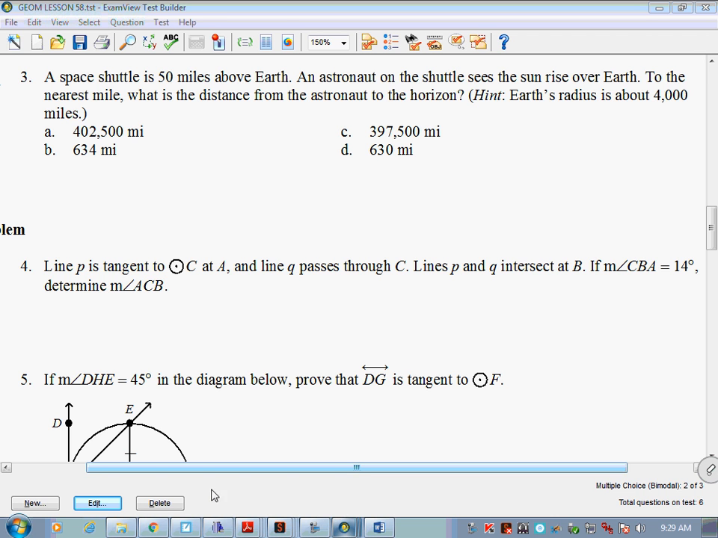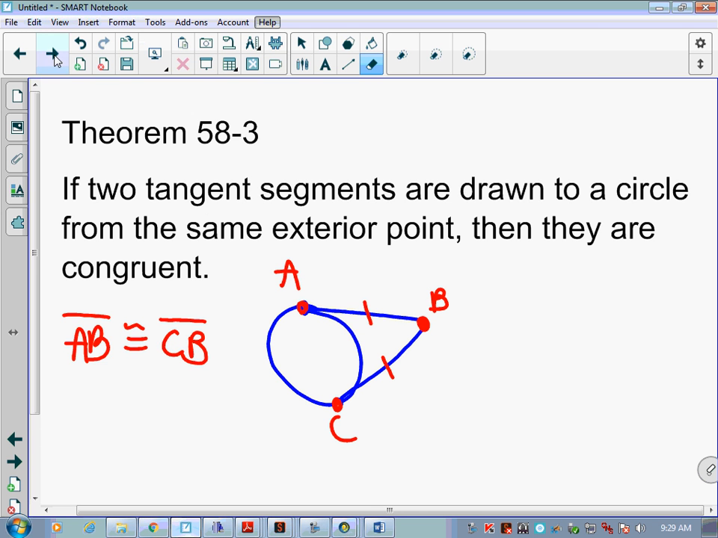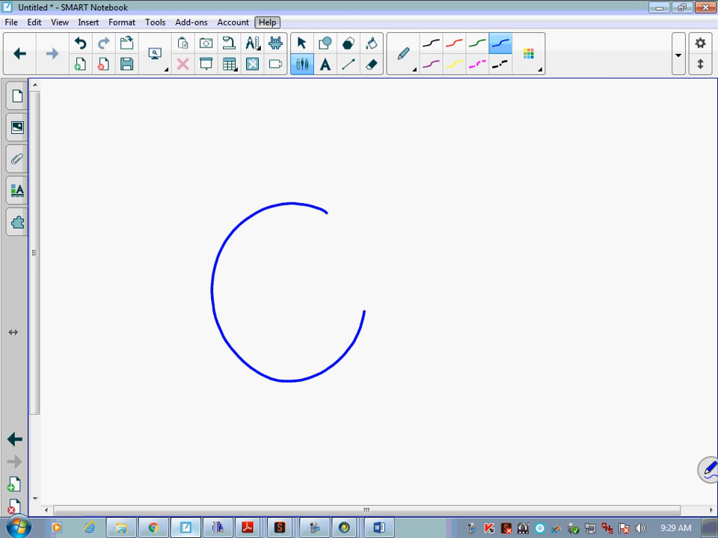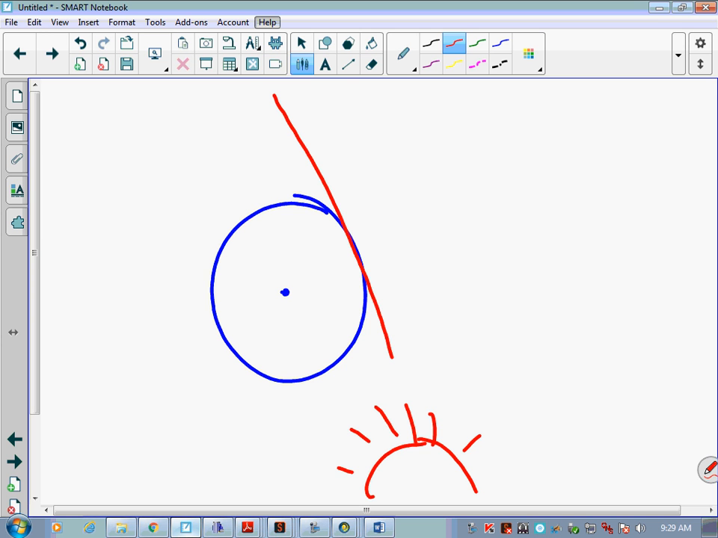Actually, let's go ahead and make this bigger so that you can see it. We're going to do this again. Here's my ray of sunlight coming out here, and here's my sun over here. Hopefully not that close. It is tangent, or perpendicular, to my radius. My radius is the same everywhere. It's 4,000 miles, right?